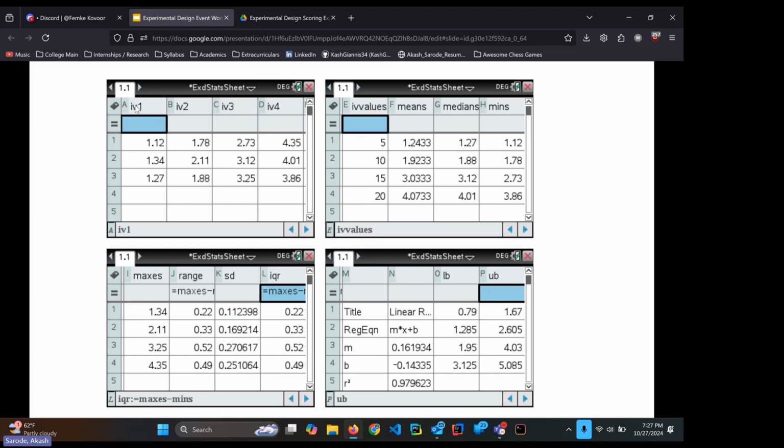So, for example, for IV1, in this sample experiment, these three trials, 1.12, 1.34, and 1.27, all three of these values fall within the range of 0.79 to 1.67. So that would mean that there are no outliers for this IV. And the same applies for IV2 because all three of these values fall within this range, and then IV3 and IV4. So there would be no outliers in this experiment because all the data points fall within the lower bound and upper bound for their respective IV.